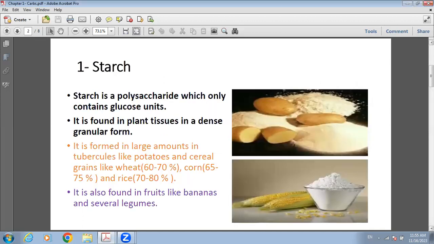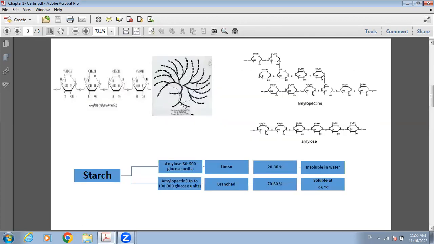The most important polysaccharide for humans is starch because it is our main food. It is made only of glucose units and it's found mainly in wheat, corn, rice, and potatoes, and some types of fruits. Starch is a combination of two polysaccharides, amylose, which is linear, and amylopectin, which is branched. Amylose is insoluble in water, while amylopectin is soluble.